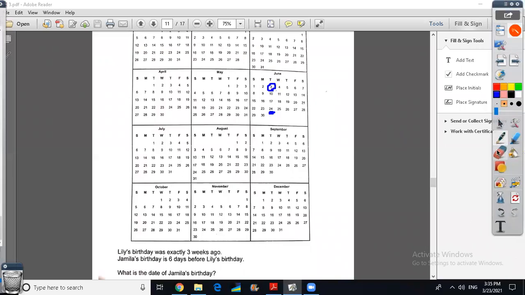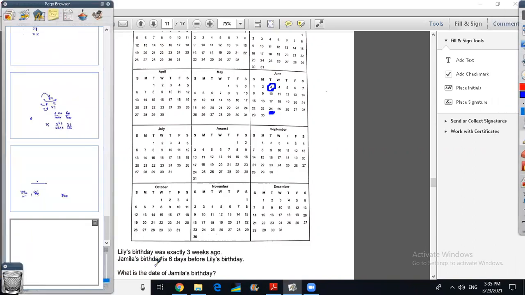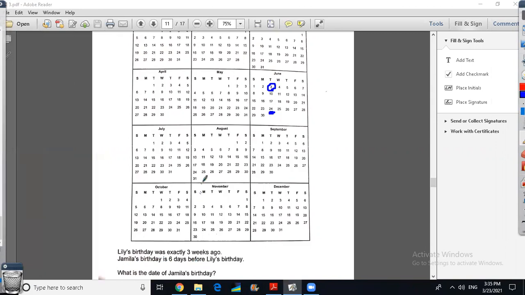Happy birthday, Lily. All right, but they're not actually interested in Lily's birthday. They're saying Jamila's birthday is 6 days before hers. When is Jamila's birthday? All right, I found Lily's birthday. 6 days before 3: 1 day before is 2, 2 days, 3 days, 4 days, 5 days, 6 days is May 28. That's how I moved from June.